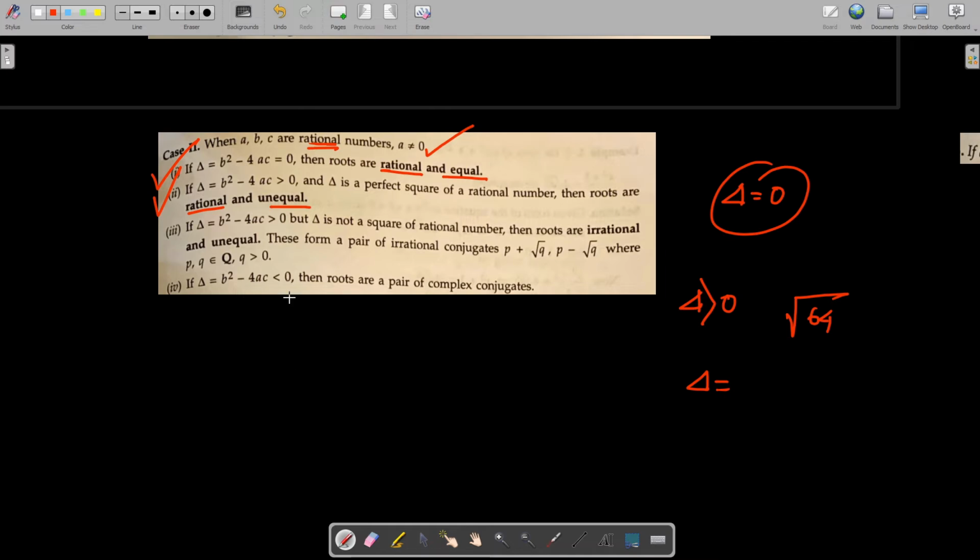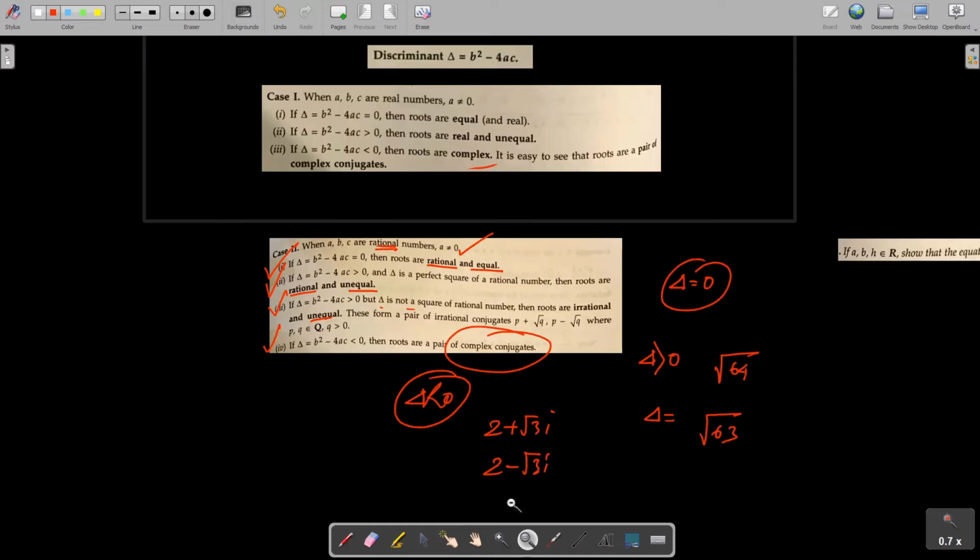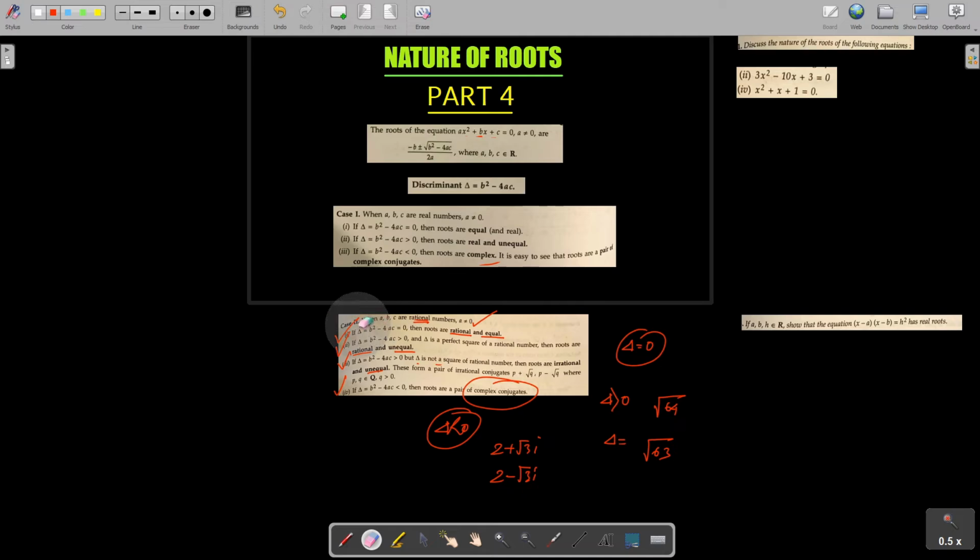Okay, same delta greater than 0, but we got something like √63. Here the delta is not a perfect square. Now these roots will be irrational and unequal. Easy. Last, if the delta is less than 0, similarly we get a pair of complex conjugates, just like in the previous one we saw 2 + √3 i, 2 - √3 i. So these are certain conditions depending on which we find out the nature of quadratic roots.